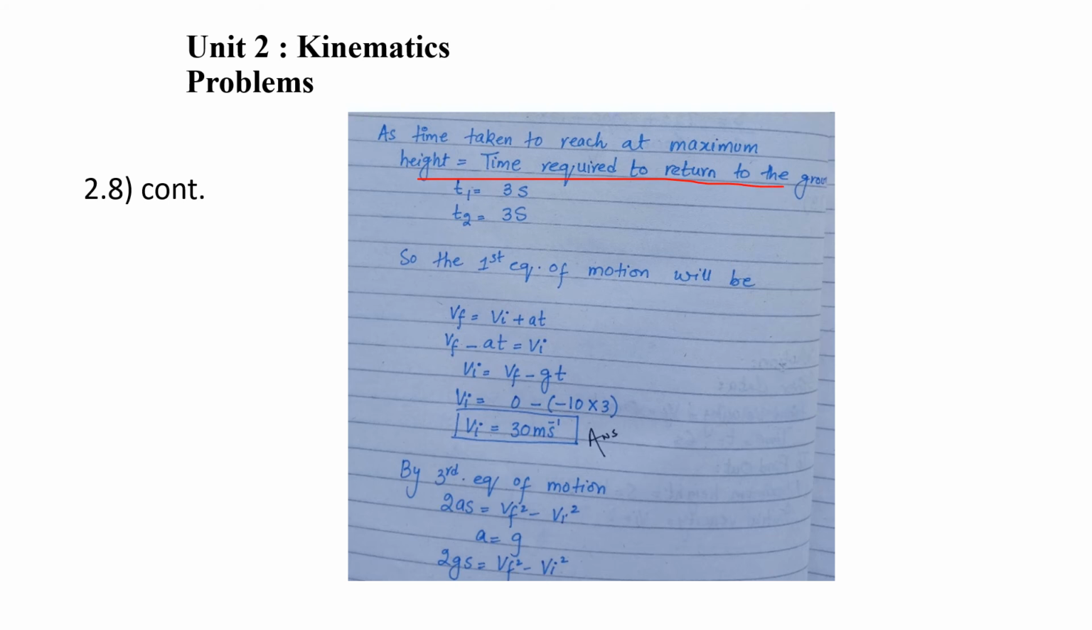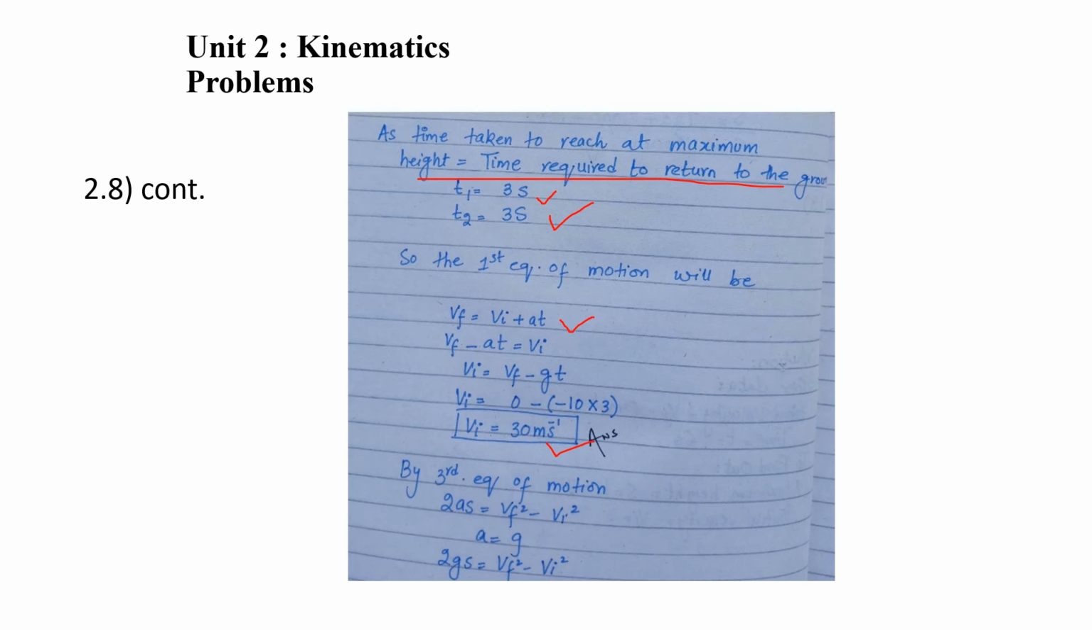As we have the total time of 6 seconds, we have to divide this time equally, right? T1 is equal to 3 seconds and T2 is equal to 3 seconds. First of all, we will use the first equation of motion to find the initial velocity. So Vf is equal to Vi plus at, just put in the values and we'll get the answer. Vi is equal to 30 meters per second.